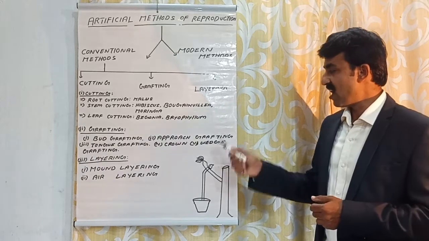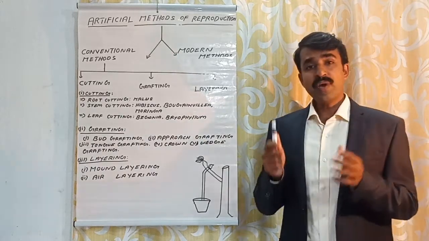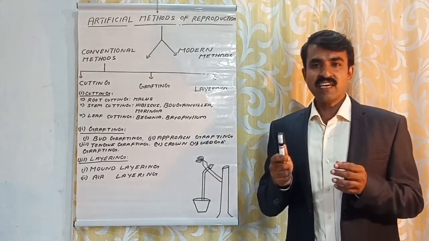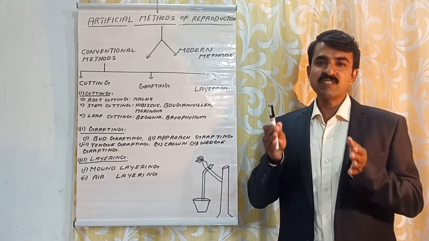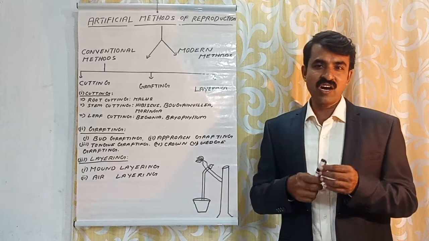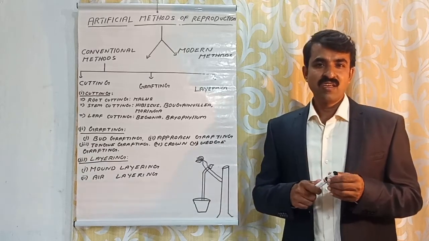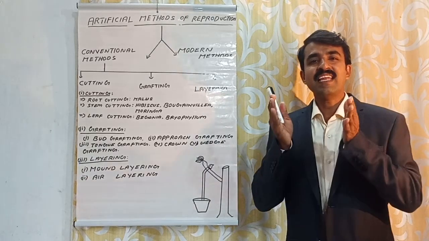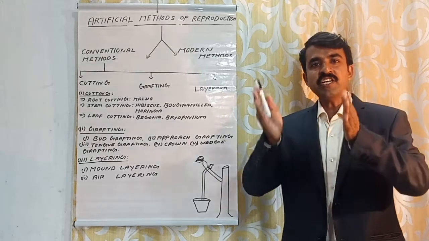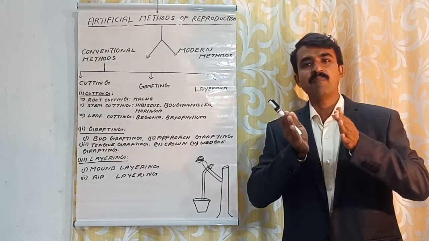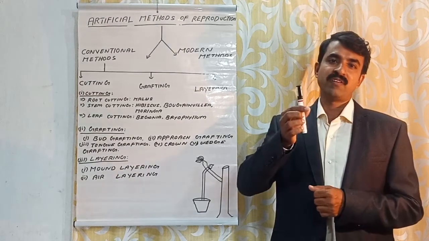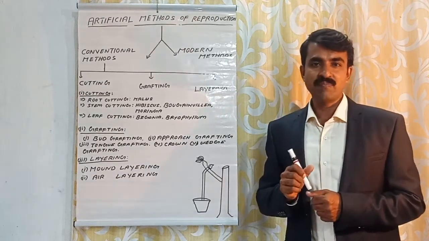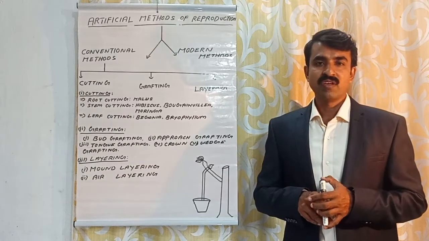Let us move on to the last, wedge grafting. Wedge grafting is also known as cleft grafting. When the scion is smaller than the rootstock, wedge grafts are made. How has it got its name? It is cut in the shape of a wedge and kept at the top. So it got its name from the shape of the cutting.